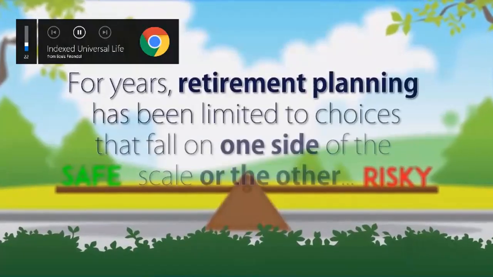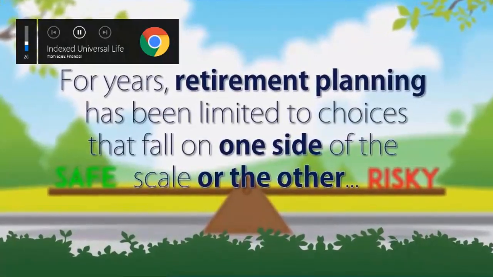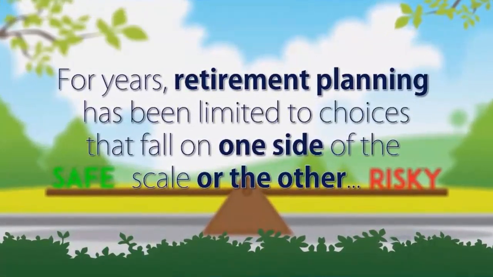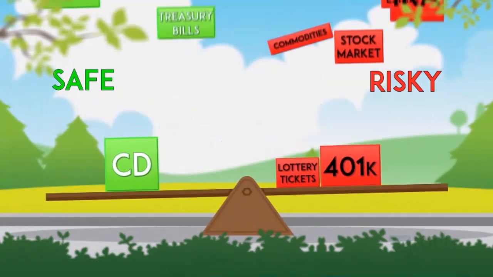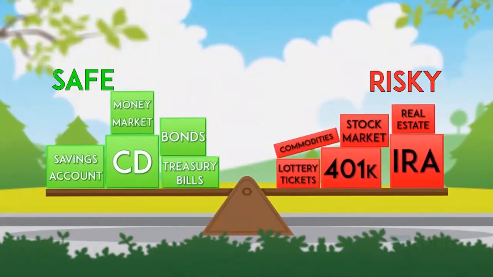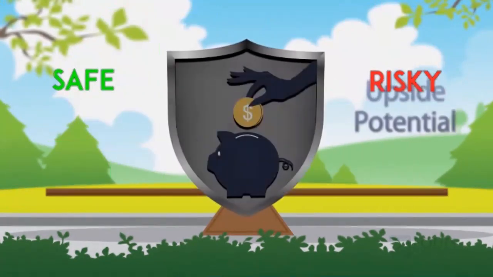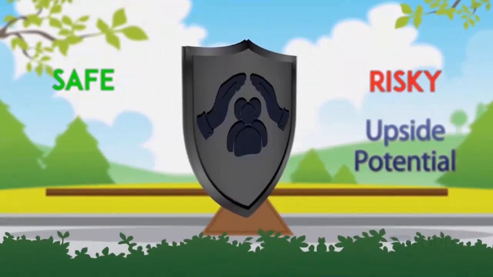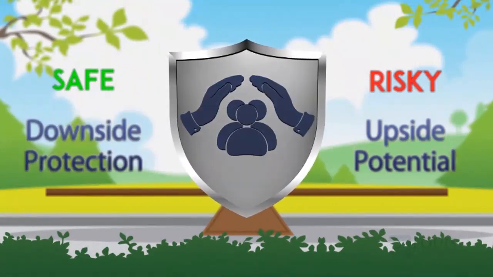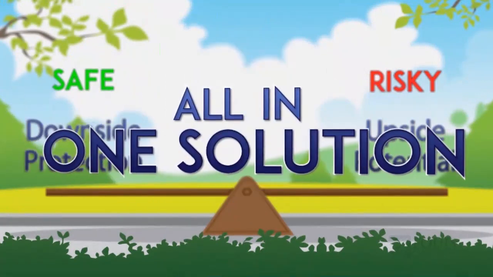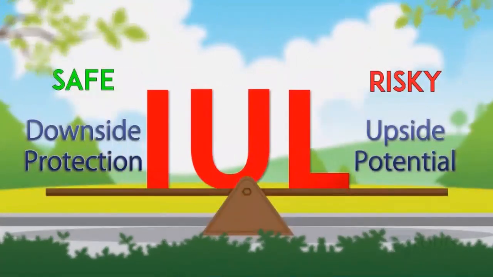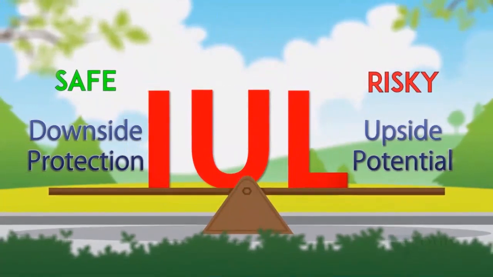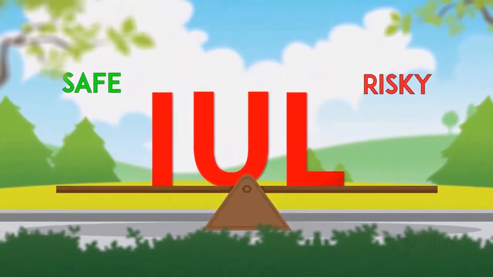For years, retirement planning has been vastly limited to choices that fall on one side of the scale or the other. And so, money-savvy people tend to invest in 2, 3, 14, 50 different products in an attempt to balance the scale. But what if there was a way to capture the upside potential of a risky product and the downside protection of a secure product all in one solution? Well, hold on to your potatoes. Let's talk about IUL. Index Universal Life can harness the best parts of both sides of the financial seesaw.